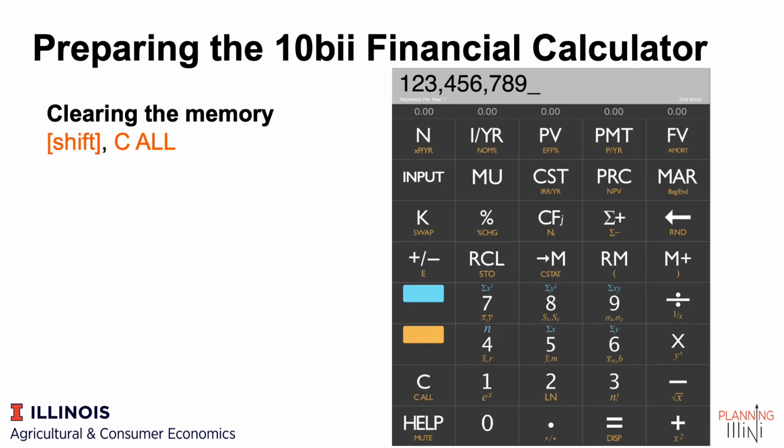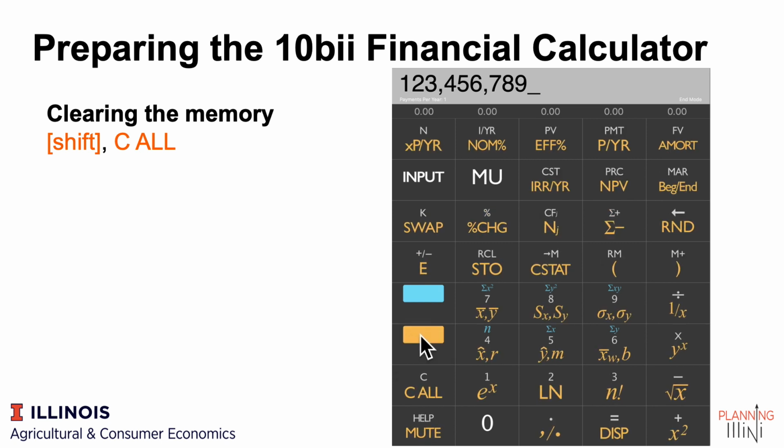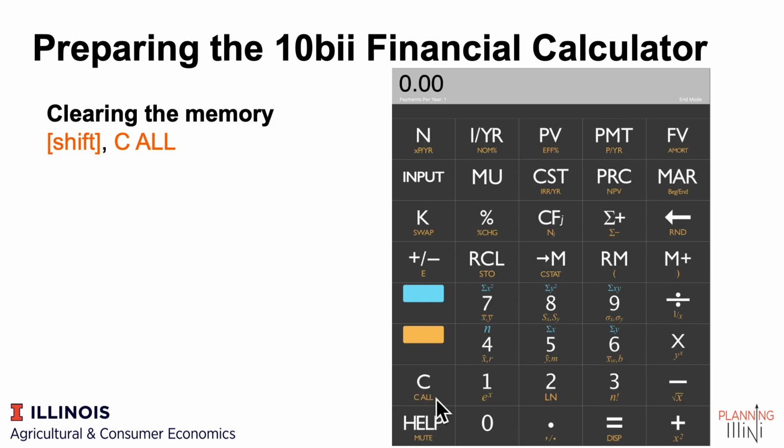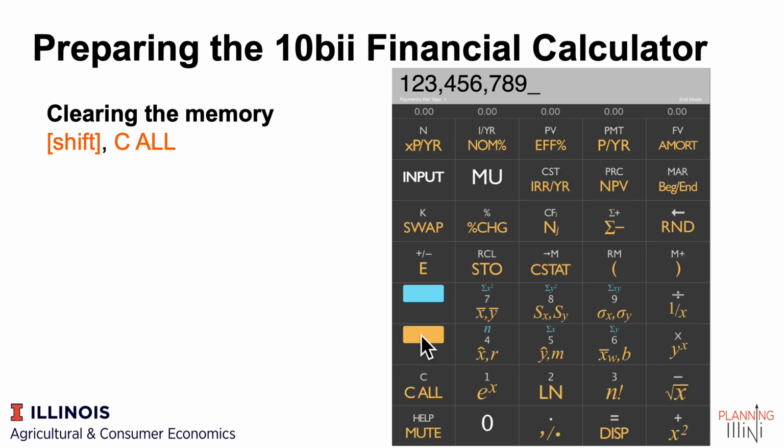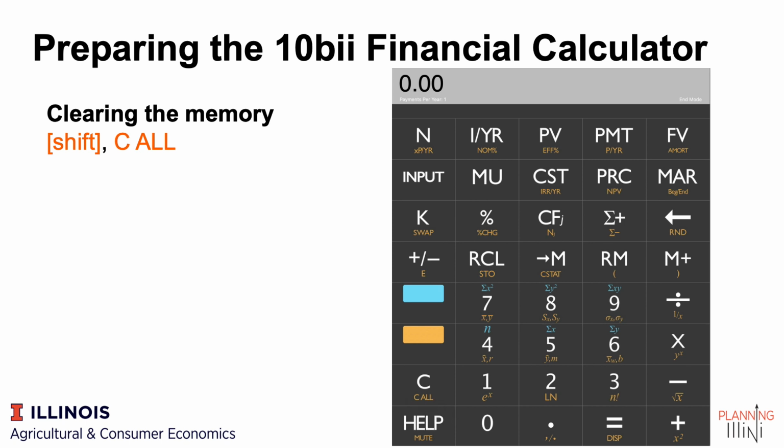Before we do anything, let's set up the calculator. The first thing we always want to do is clear the memory. So we hit Shift and C for clear all. So Shift C, that's going to clear your equations. It's going to clear almost everything. It does not clear how many periods your calculator computes interest on, but it clears everything else.